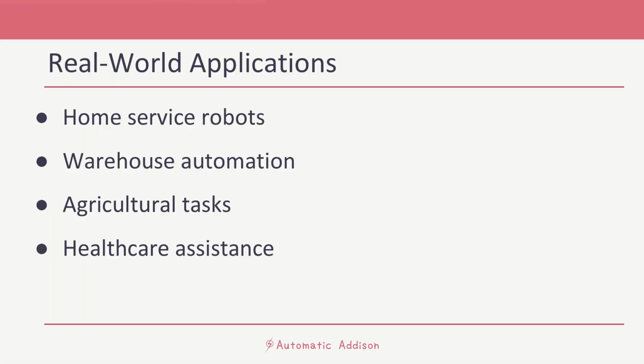You can use the Nav2 Simple Commander API in many real-world situations. Here are some examples. Home help. You can create robots that can clean your house or bring you things from other rooms. Warehouse work. You can build robots that check items on shelves or pick up and move things around the warehouse. Farming. You can develop vehicles that plant, check, or pick crops. Security. You can make robots that patrol areas or quickly go to places where there might be trouble. Healthcare. You can create robots that bring medicine to hospital rooms or clean areas to keep them safe.